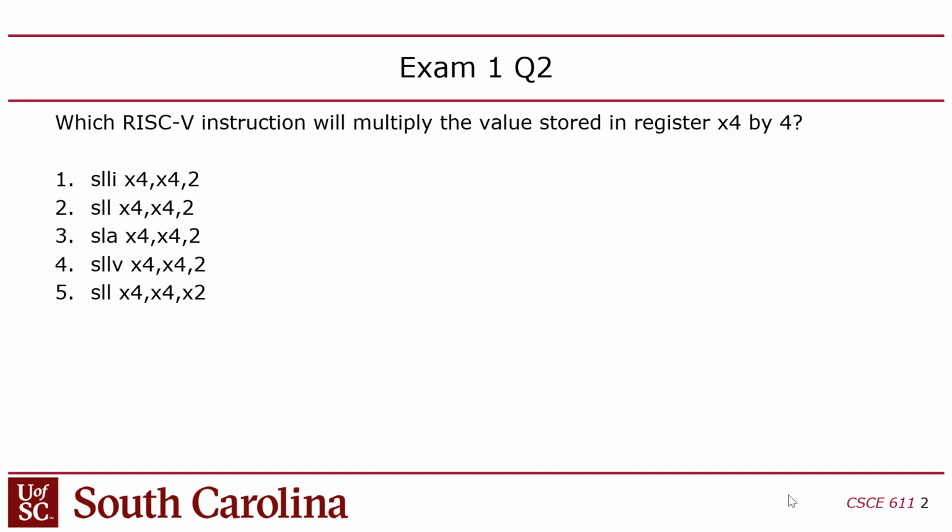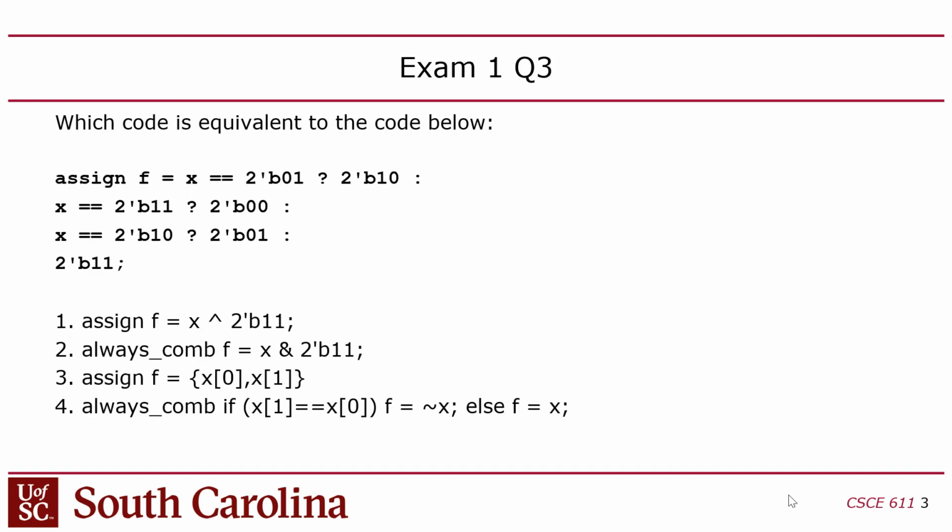Okay. Moving along, which code is equivalent to the code below? Assign F equals, if x equals 1, then assign F to 2. Otherwise, if x equals 3, assign F to 0. And if x equals 2, assign F to 1. Otherwise, assign F to 3. So what is going on there? Anyone know how this one works?